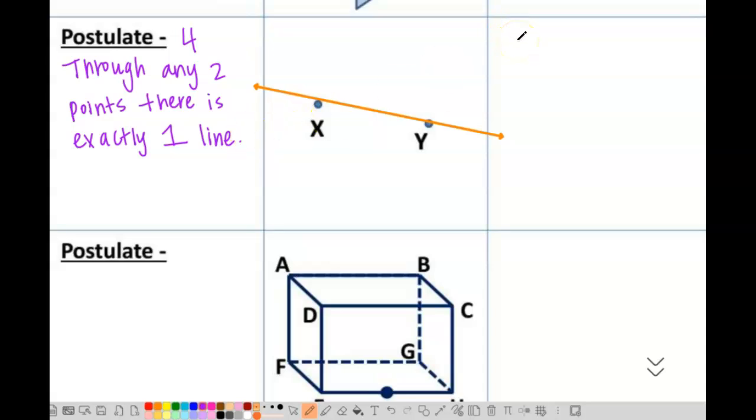Okay. And since these points are on the same line, what does that make them? What's that vocabulary word we learned yesterday? On the same line, what is it? Collinear. Good job. We learned that word yesterday. What does collinear mean again? Points on the same line. Good.